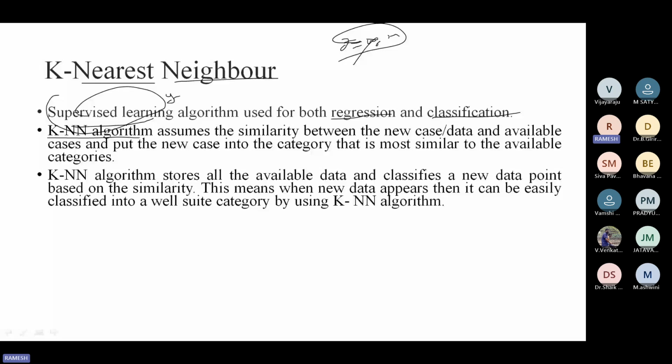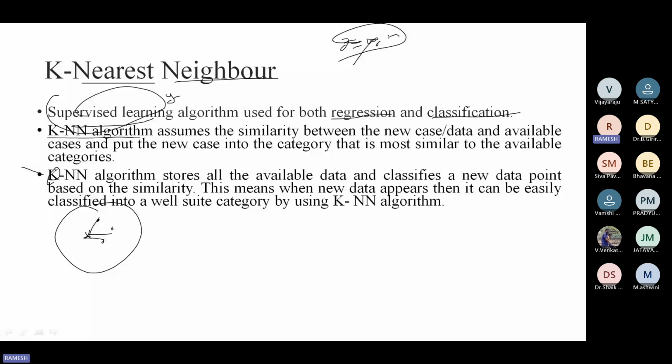For example, this is a data point at a certain distance. What are the nearest neighbors? Here, these three are the nearest neighbors. We can take more also; that depends on the k value. If k is 3, we take only 3 nearest neighbors. If k is 4, we take 4 nearest neighbors. If k is 5, we take 5. That is the parameter in k nearest neighbors.